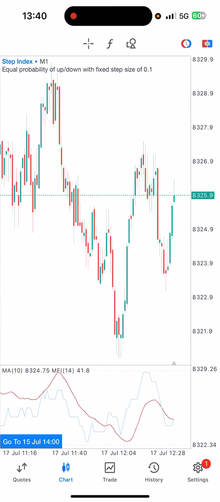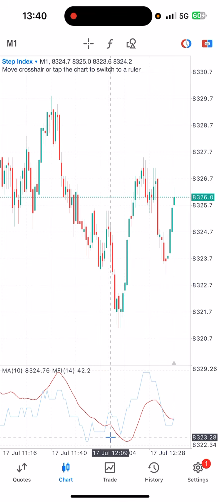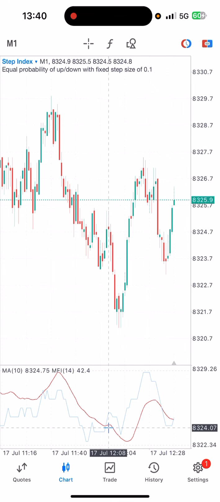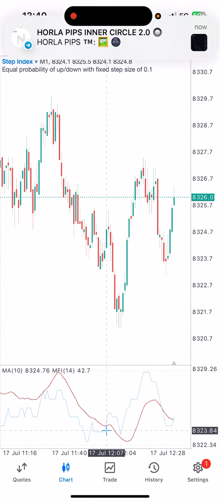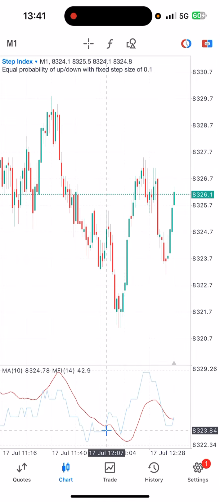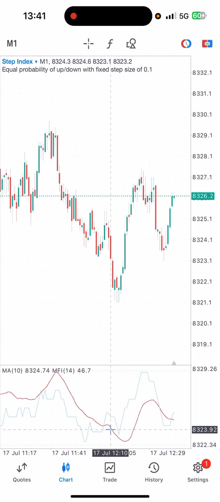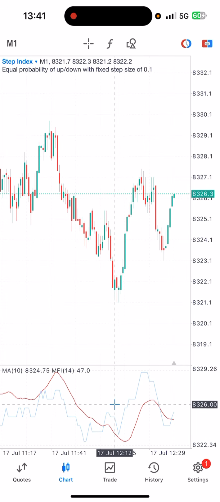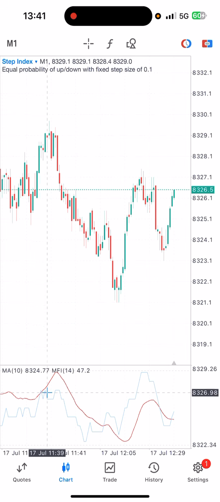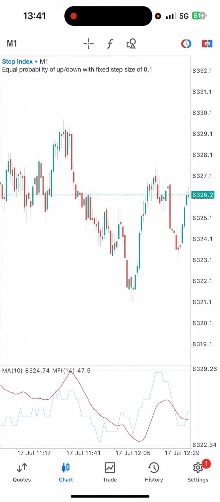I've used it especially on 1-minute time frame. It works well as a scalping strategy. Let me first explain what the strategy says. It says that if this red moving average crosses below the chart like this, it indicates a buy, and if the red moving average crosses above this blue line, it indicates a sell. That's just the condition for the strategy.